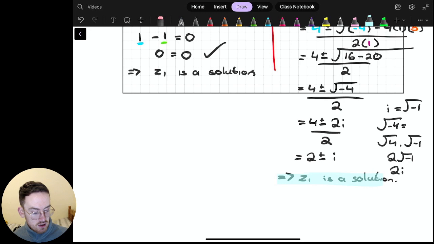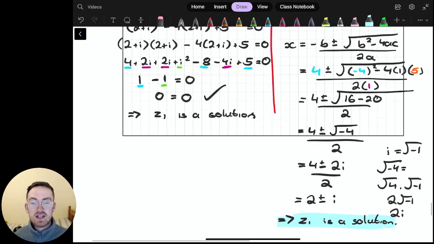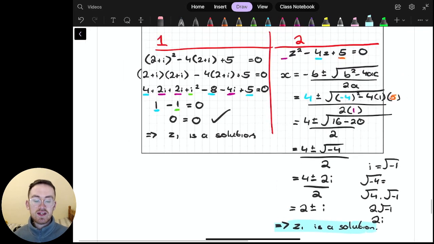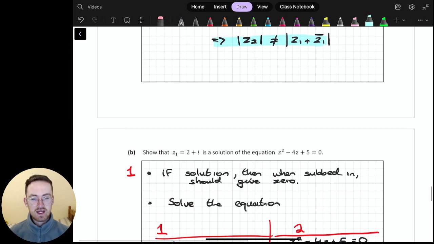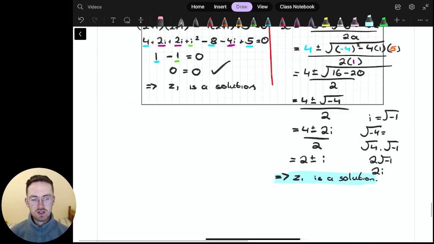So either of those would work. For that particular question, the first method was probably easier. Just sub in and show that it is a root of the equation, that it's a solution of the equation, that when I sub in, I get a value of 0. The second way was just a good chance as well to demonstrate how we solve a quadratic equation when we have complex solutions, so not real solutions.